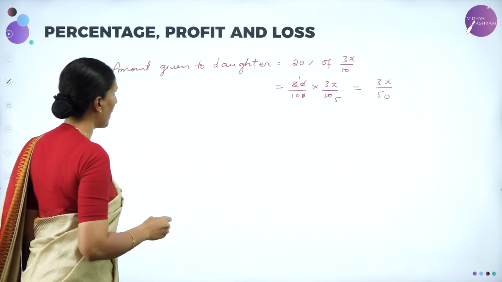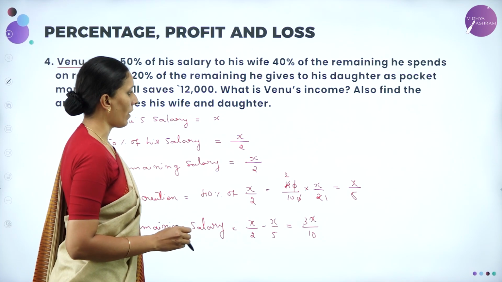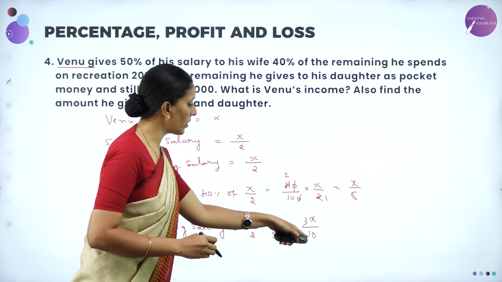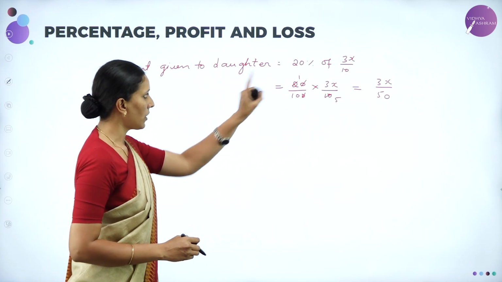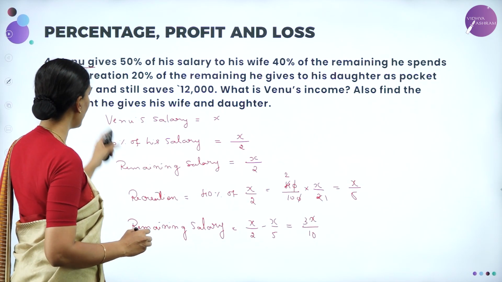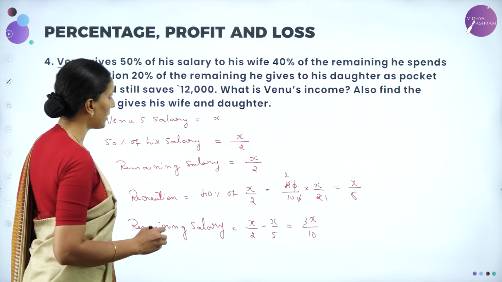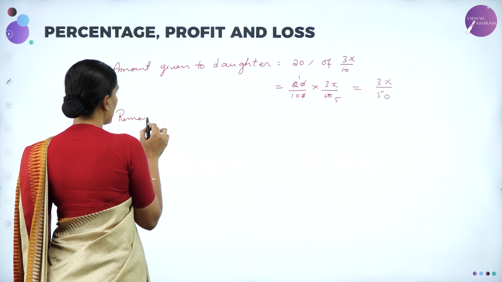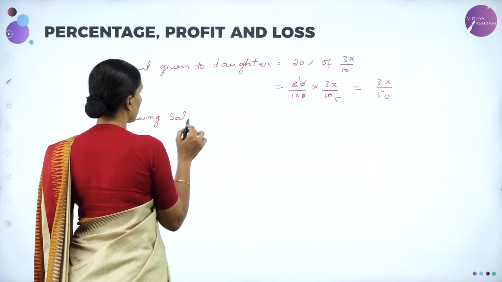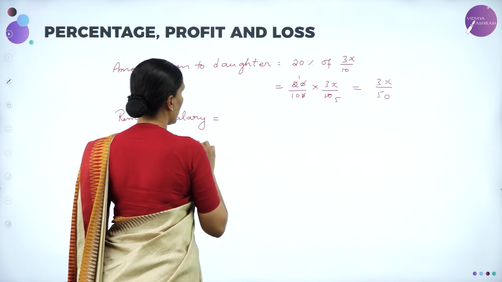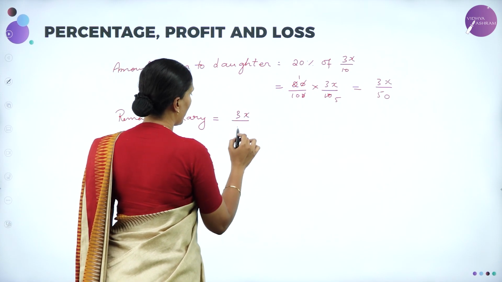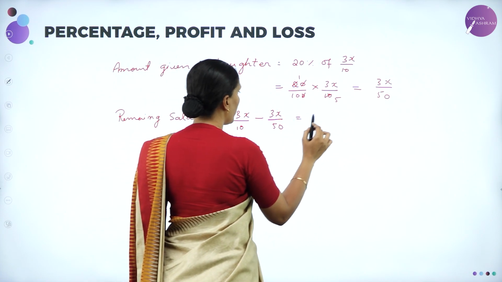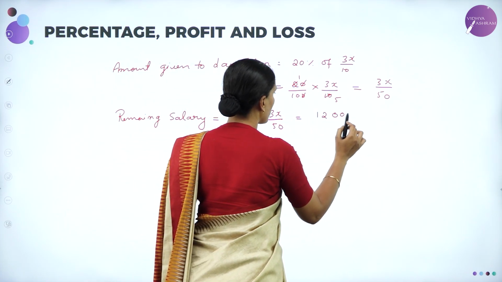Now, the remaining salary will be equal to 12,000. So, what is the remaining salary? It was 3x by 10 and out of 3x by 10, 20% is given to his daughter and the remaining salary is his savings, which is 12,000. So, therefore, remaining salary will be equal to 3x by 10 minus 3x by 50. And this is equal to his savings, that is 12,000.